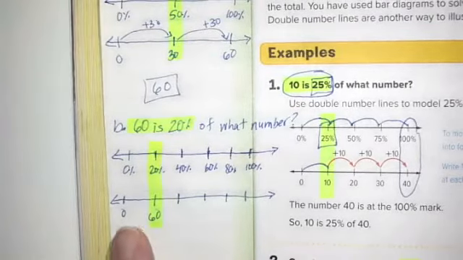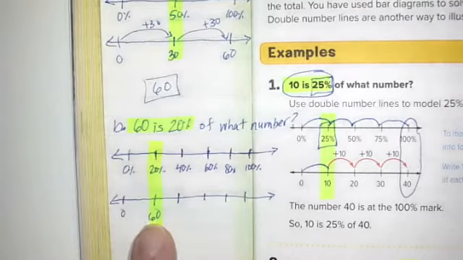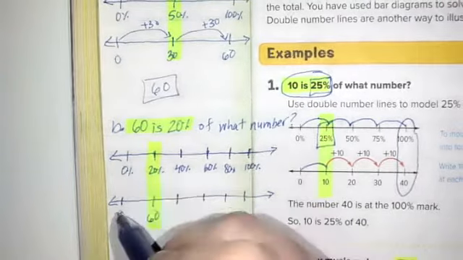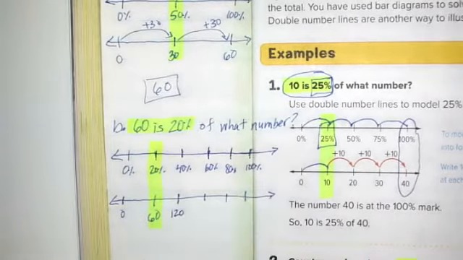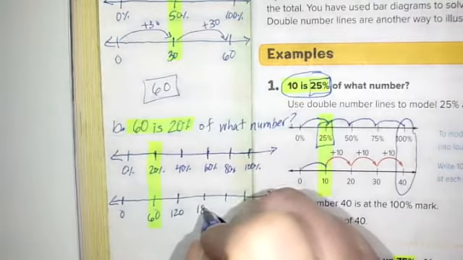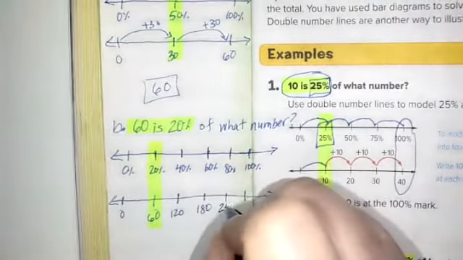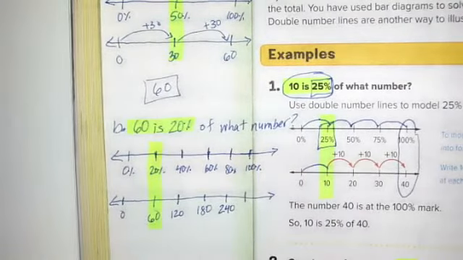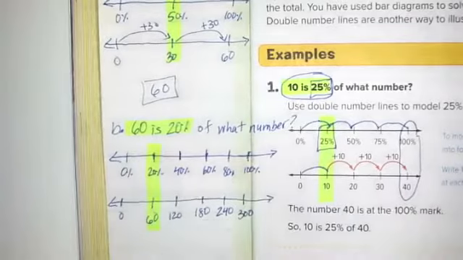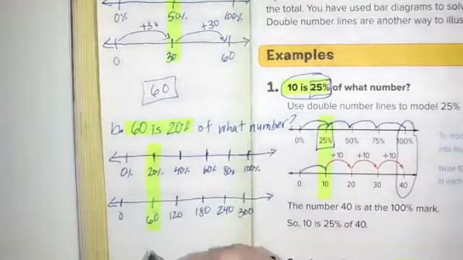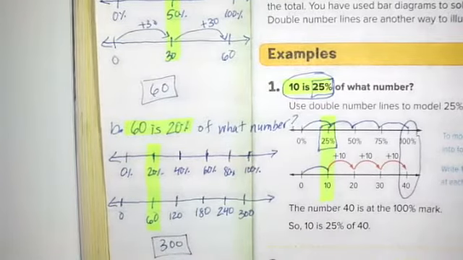So then I know by looking at that the intervals in my number line, the intervals are 60. So 0 plus 60 is 60, plus 60 is 120, plus 60 is 180, plus 60 is 240, plus 60 is 300. So 60 is 20% of the total 300. So 300 is the answer for B.